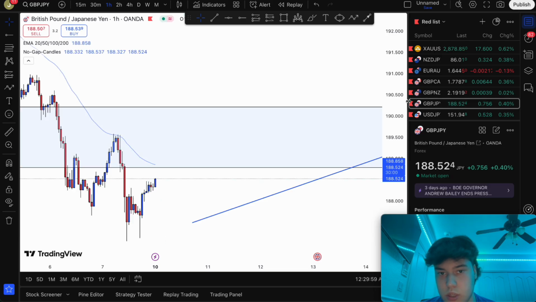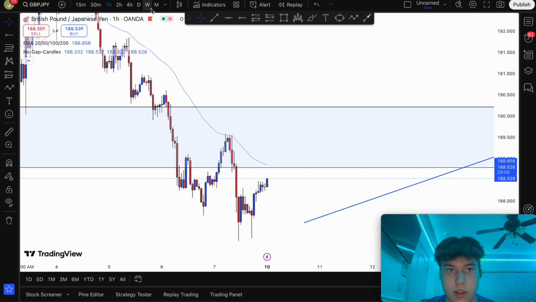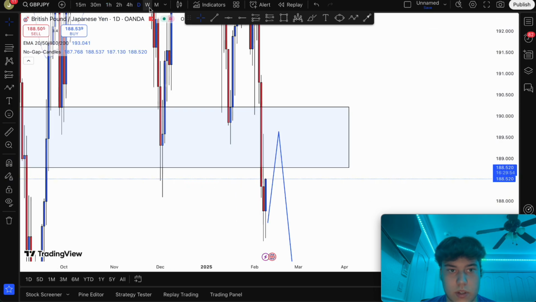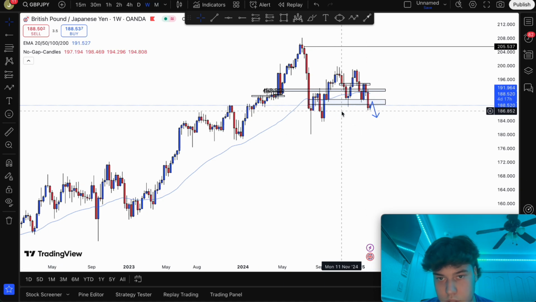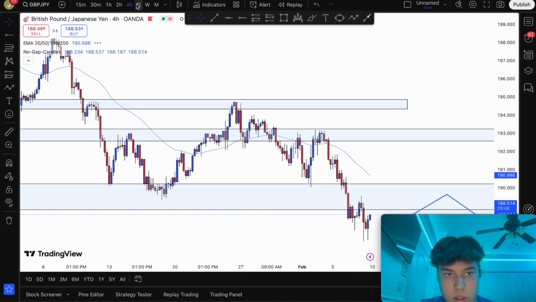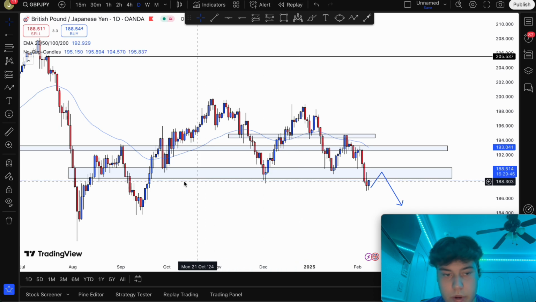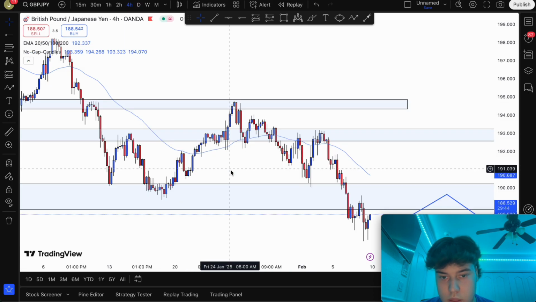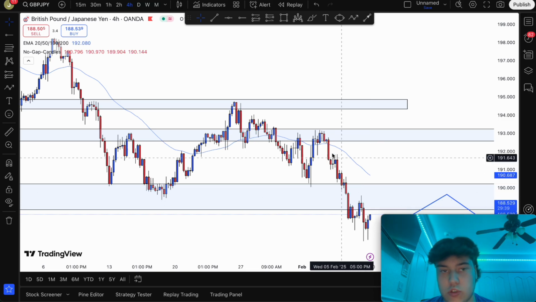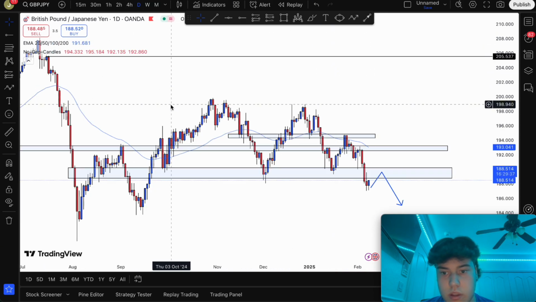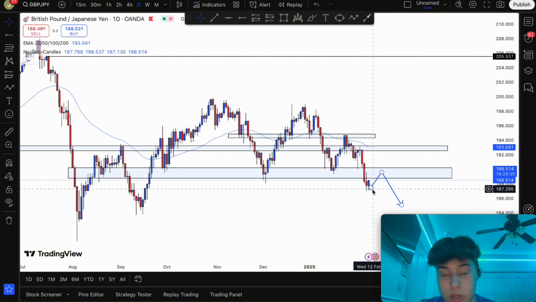Next up, GBP JPY, same thing as NZD JPY. It's just, I think NZD JPY is a little bit better setup. We are bearish on the weekly, daily, we are also bearish, and then 4 hour, we are bearish. But it doesn't matter, it will probably shift structure in order for it to make the move for the daily time frame.